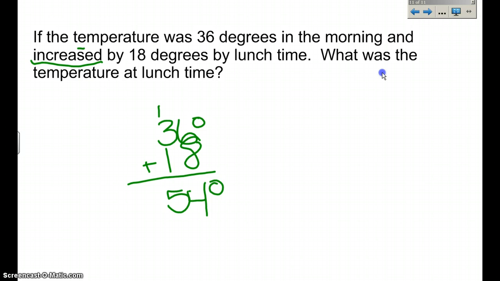Okay, that is all I have. You have one more problem on temperature on your recording sheet, so make sure you fill in that recording sheet and feel free to watch this video as many times as you need to freshen up on elapsed time.